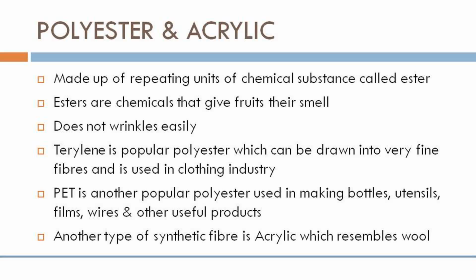Polyester and acrylic are also types of synthetic fibers. Polyester is made up of repeating units of a chemical substance known as ester. Esters are chemicals that give fruits their smell. Polyester does not wrinkle easily, and a very common example of polyester is terylene. It can be drawn into very fine fibers and is used in the clothing industry. Another example of polyester is PET, which is used in making bottles, utensils, films, wires, and other useful products. Another type of synthetic fiber is acrylic, which resembles wool.